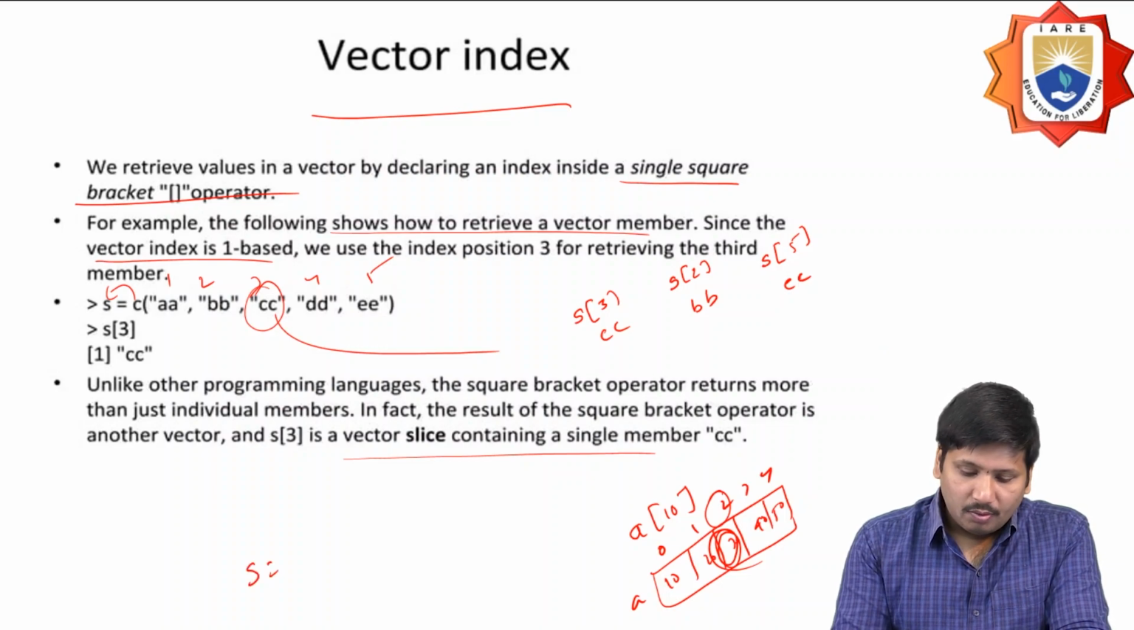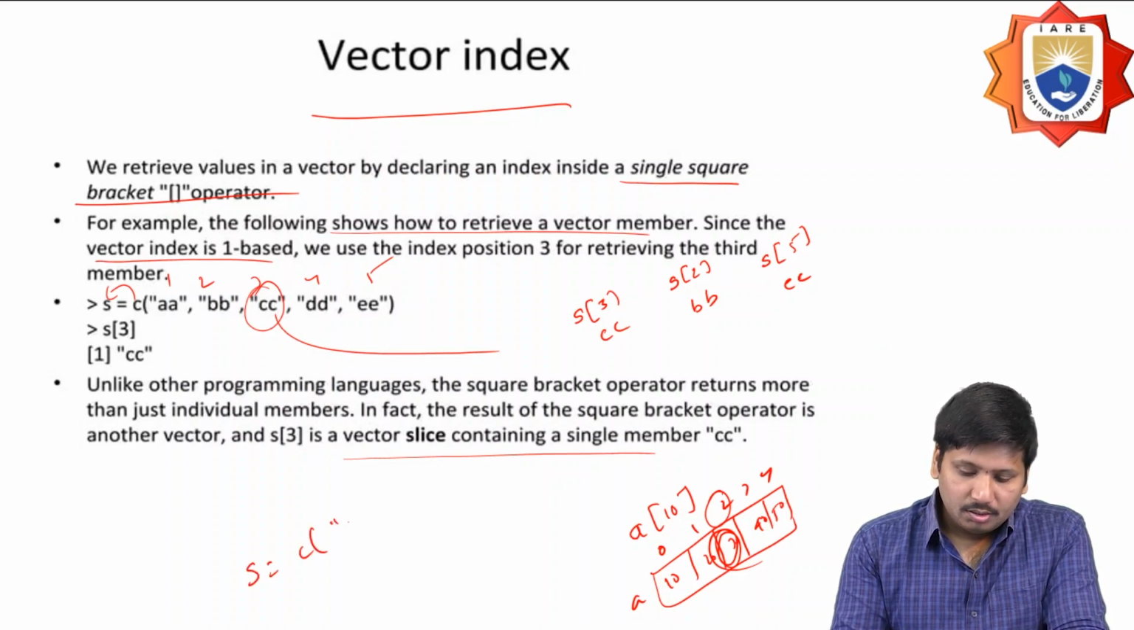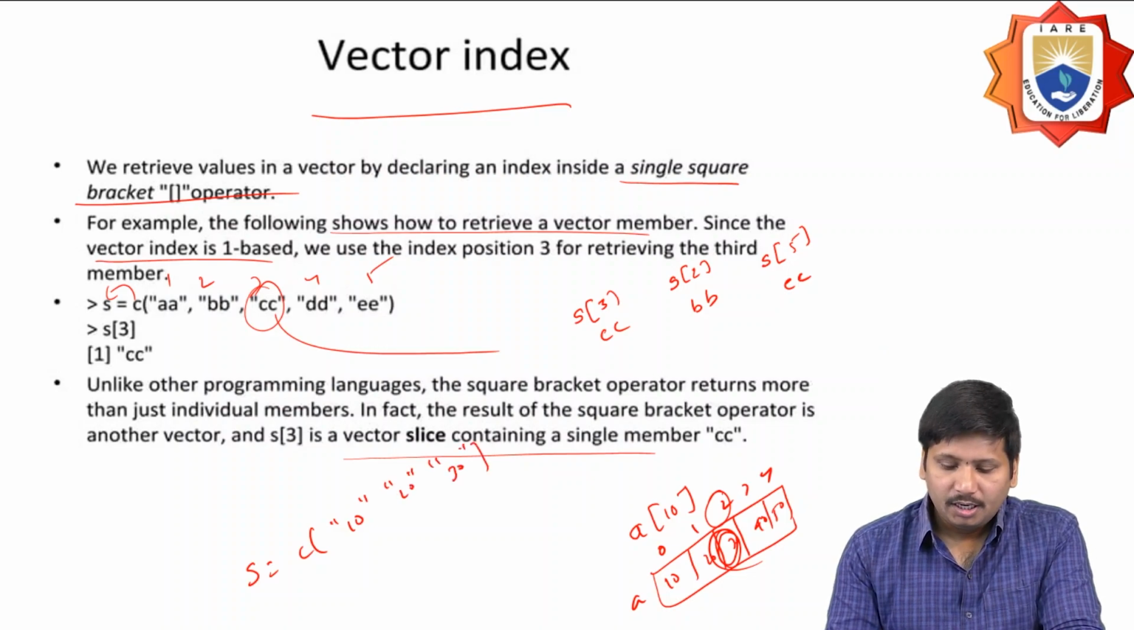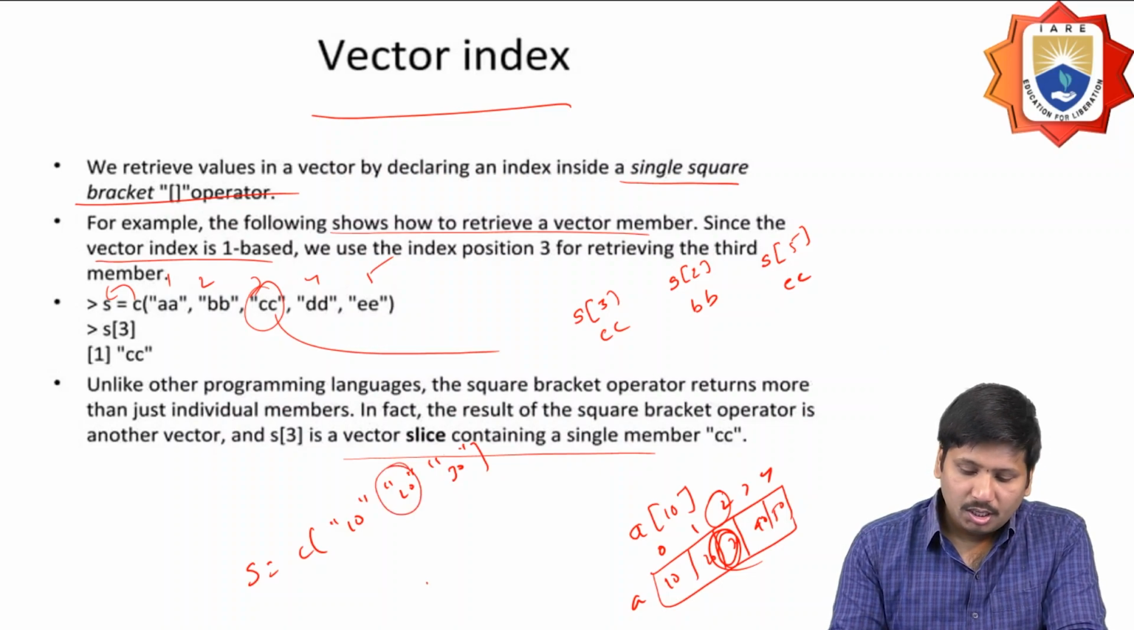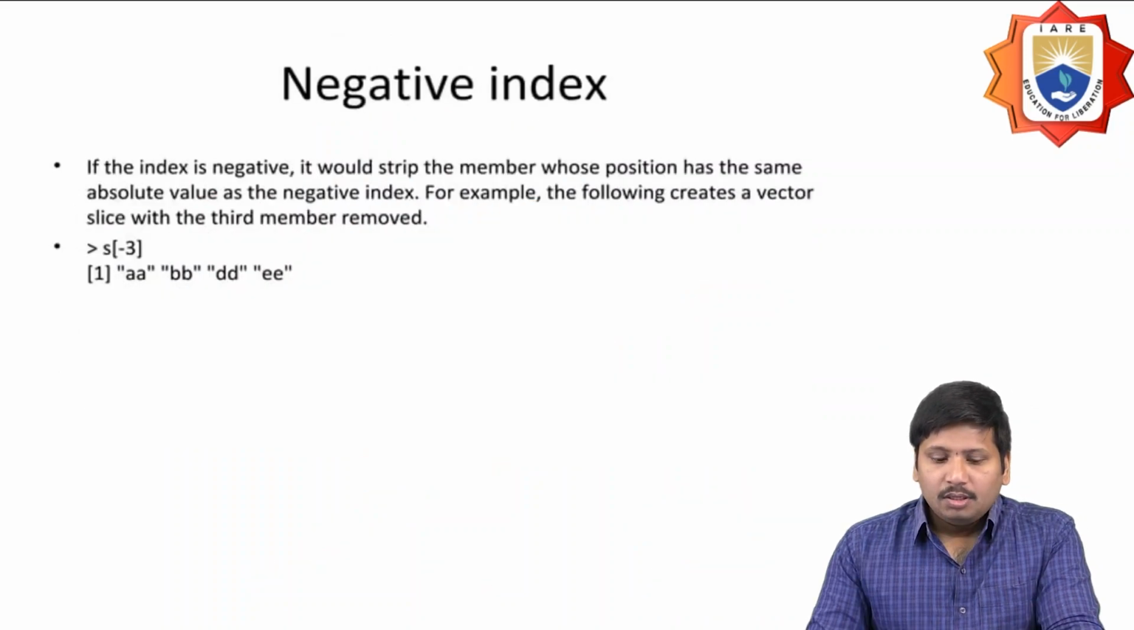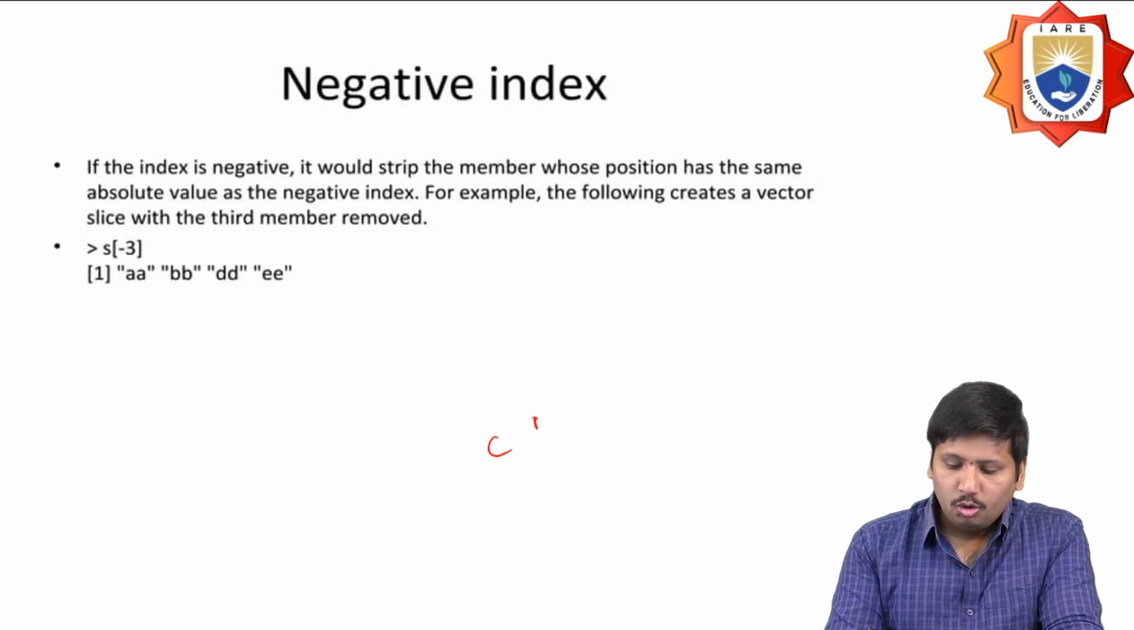Suppose I'm going to have another vector like 10, 20, 30. So this should be the character array. In a character array also I can access the values like s of 2. If I do it, I can get 20. Now, negative indexing: in C programming, negative indexing is not going to be allowed.